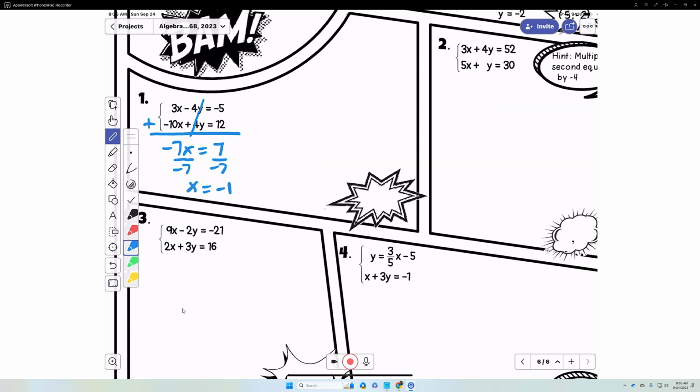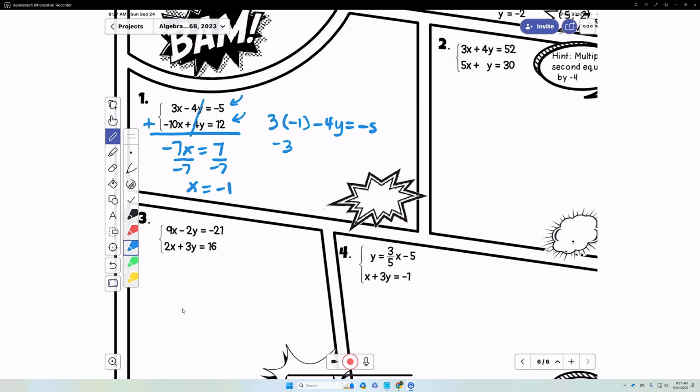Now what you have to do is go back and substitute. So you have 3 times negative 1 minus 4y equals negative 5. The question you might have is, which one do we go into? Well, it all depends on which one you want to use. You can use the first one or you can use the second one. You just have to use one of them.